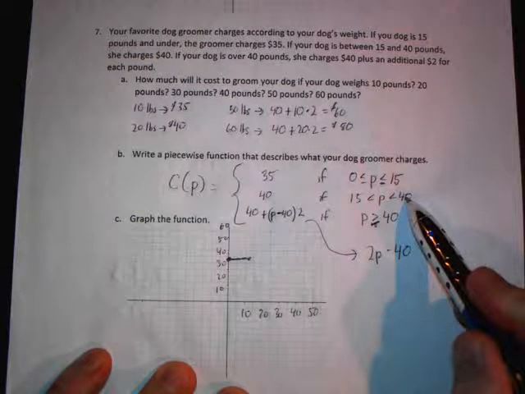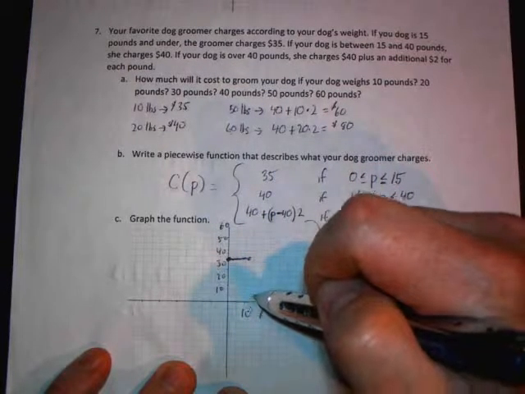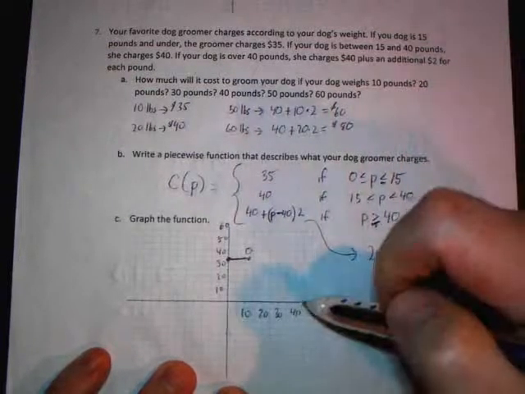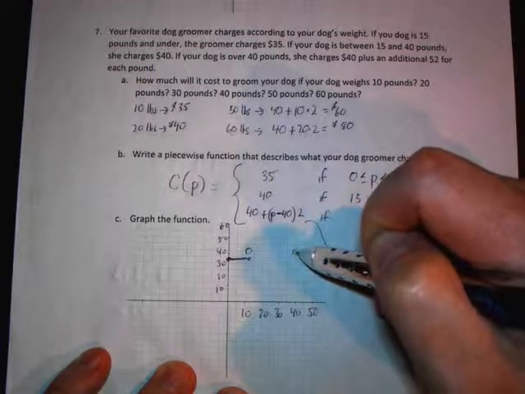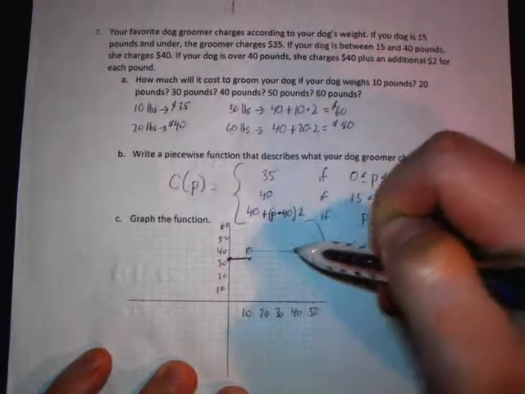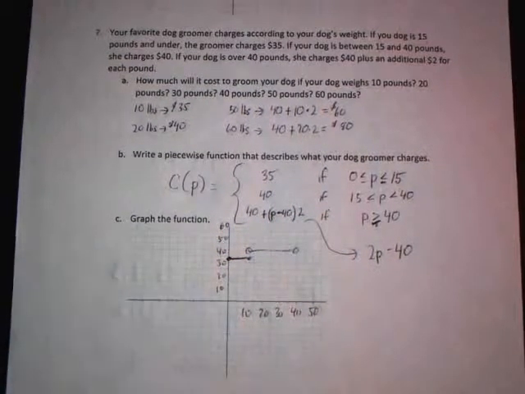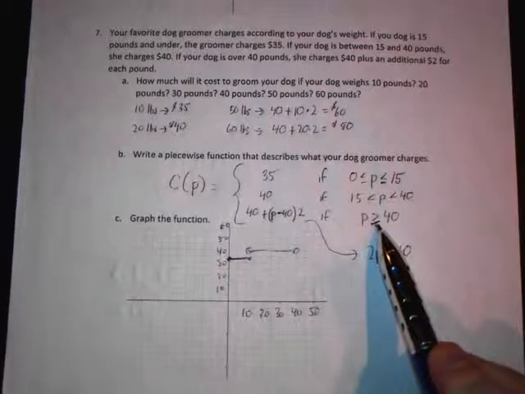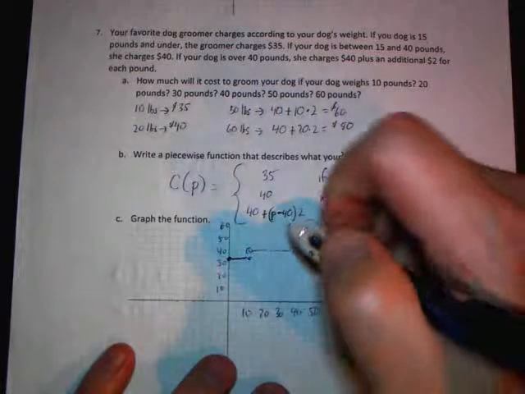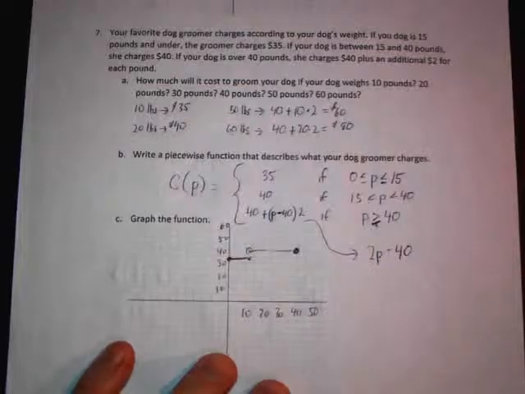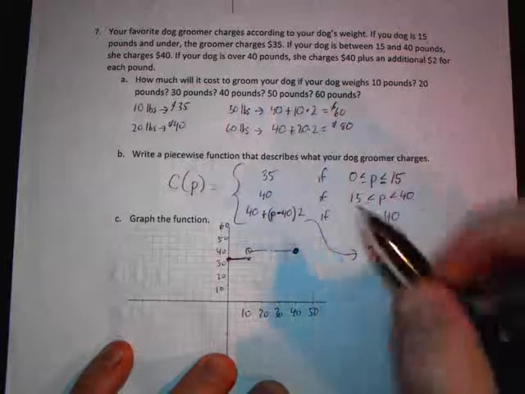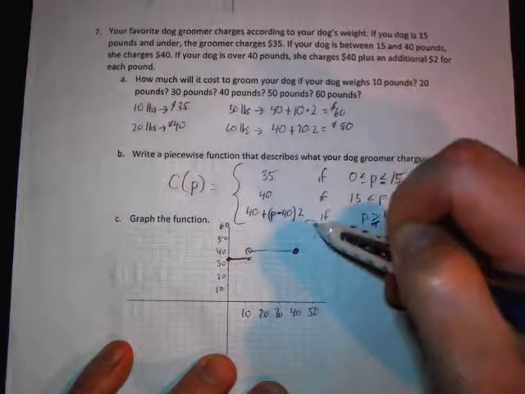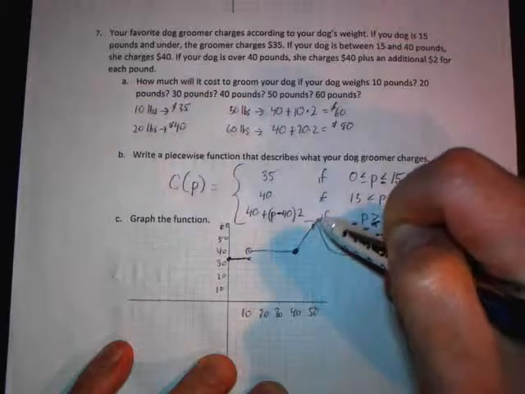Between 15 and 40, it costs $40. So at 15, 40, we're going to have a circle because there's no equal to there. And then we go to 40, and we're going to have a circle there too. So a little extra money to groom your dog. Now if I take 40 and plug it into this one, because I do have the equal to there, I get 80 minus 40, that is 40, which turns out it fills in that dot. And then we're going to have a slope of 2. So it's going to go up. For example, if it's 50 pounds, it's going to be $60.